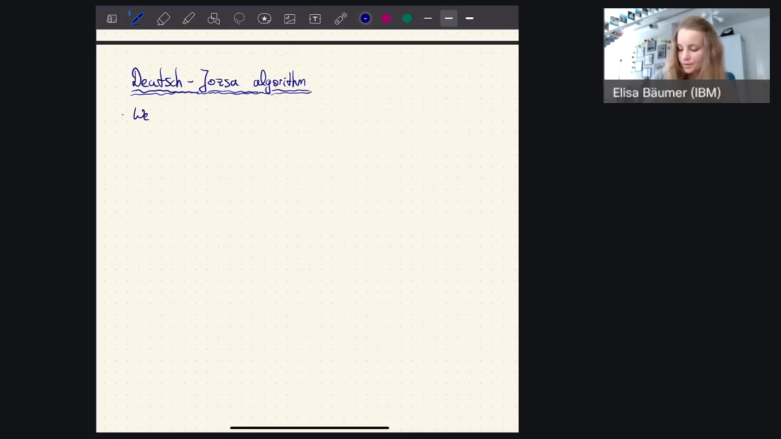So in the Deutsch algorithm, we are given a function f that maps from {0,1}^n, so from an n-bit bit string, to either 0 or 1, which is realized by such an oracle, as described before.